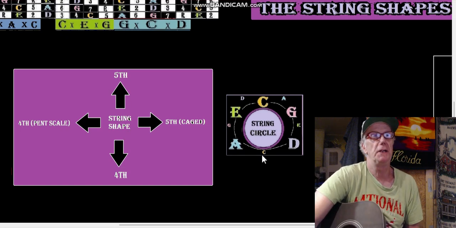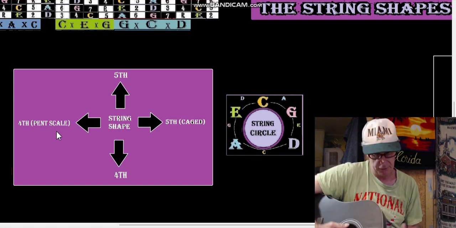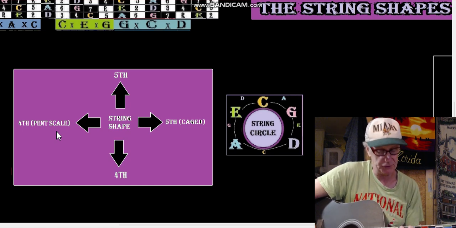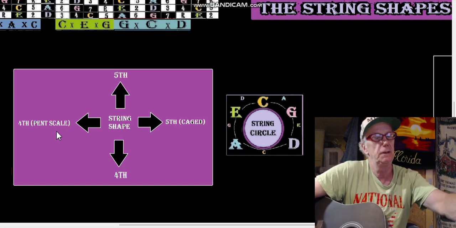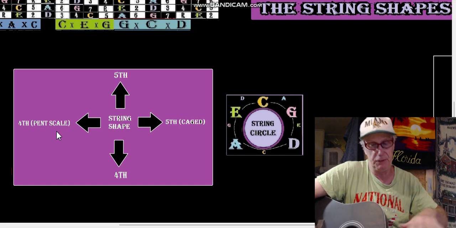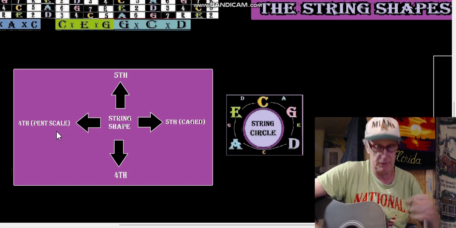But it's a pentatonic scale, remember. So let's start up here at the E string shape. What's after E in a pentatonic scale? G string shape. Here's G. So here's E, here's G, then A. So E, G, A. That's if you're going every interlock.